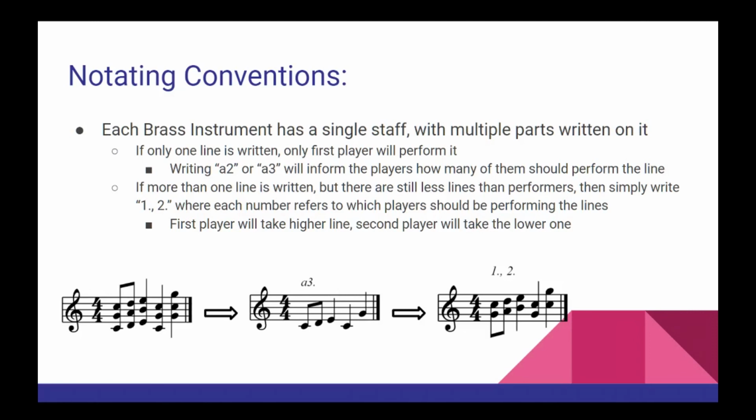If only one line is written, it will often be assumed that only the first player is to perform it. If you want more than one player to perform it, then you can write A2 or A3 over the staff, where the number refers to how many players you want to perform the line.